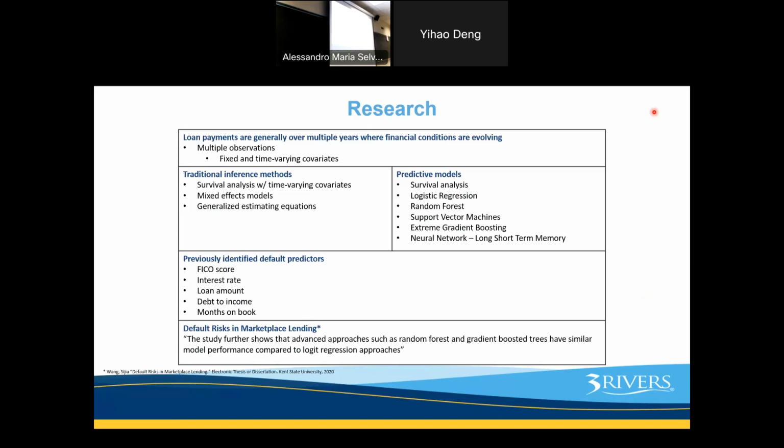One of the papers I had come across was a dissertation on default risk and marketplace lending, and it found that random forest and gradient boosting trees had similar model performance compared to logistic regression approaches. So what we ended up doing, the models, I'll go through them one by one, but we did logistic regression, two random forest models, and then extreme gradient boosting.